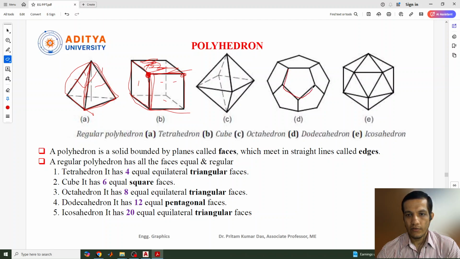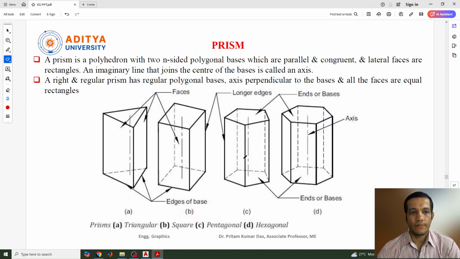All the faces of the dodecahedron are pentagonal in shape: this is one face, this is one face, and in total there are 12 faces. Similarly, the icosahedron has a total of 20 faces, and all faces are equilateral triangles. So everywhere all these sides are the same triangle. This is about the polyhedron.